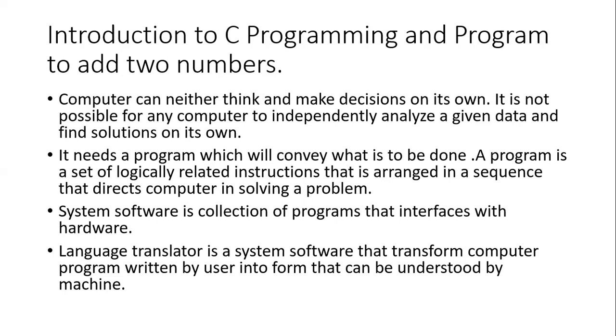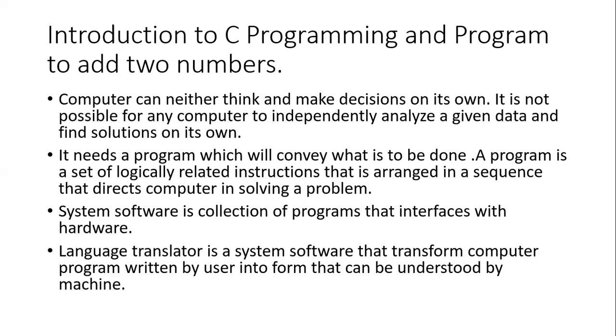A program is a set of logically related instructions arranged in a sequence that directs the computer in solving a problem. What is a program? It is a sequence of instructions and it directs a computer to perform a particular task. System software is a collection of programs that interface with hardware. Now, what is hardware and what is software? See, system software and hardware, when they are integrated, form a particular computer system.